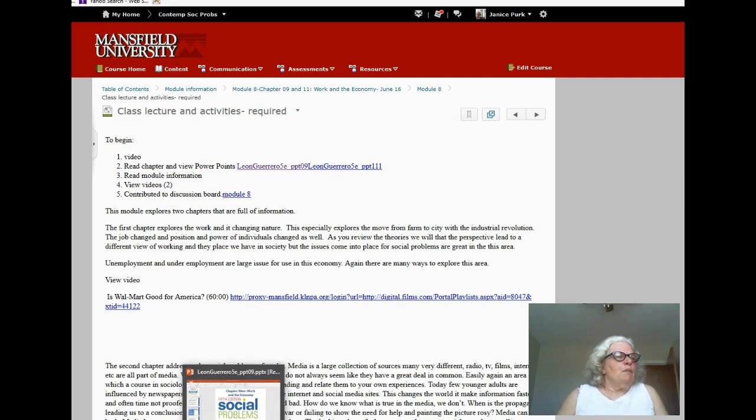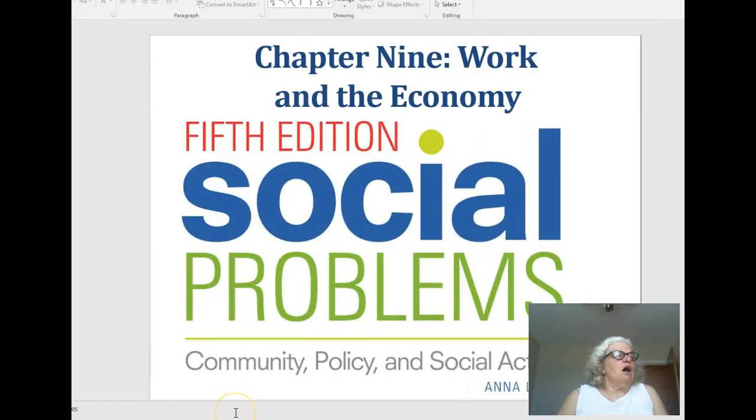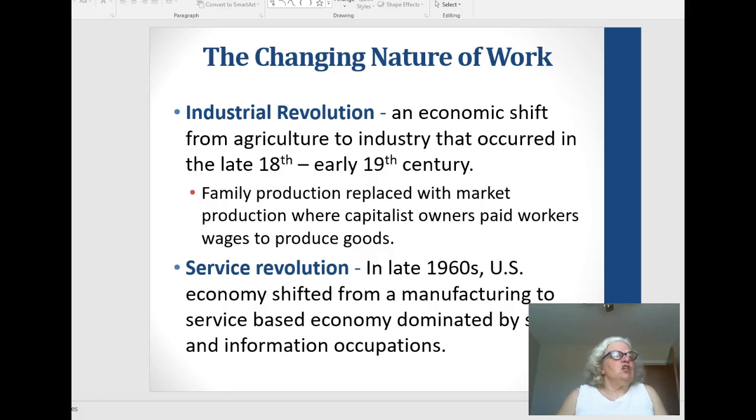So a quick look at the PowerPoints as we explore those. There is this changing nature of work, that we've gone from the farm-based society to an industrial revolution. Family production was replaced by capitalists owning businesses that people were employed in. And by the 1960s, we again start facing a shift in the work nature to a service revolution. By the 1960s, we start seeing more of a base towards a service economy.